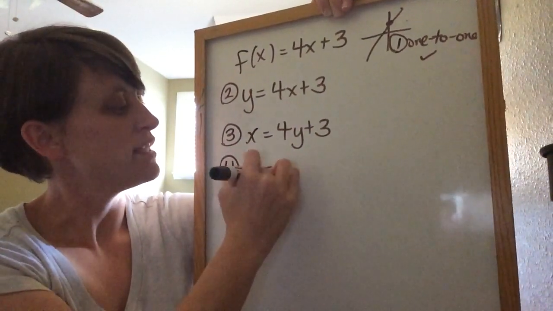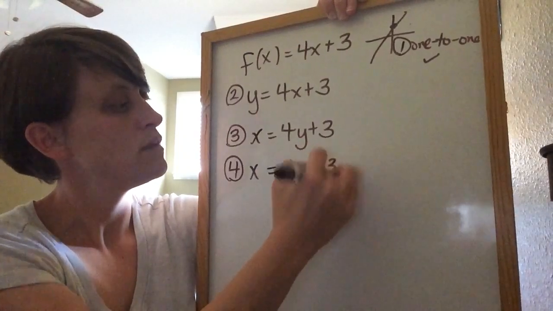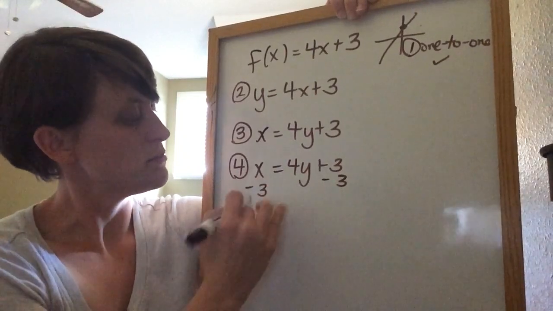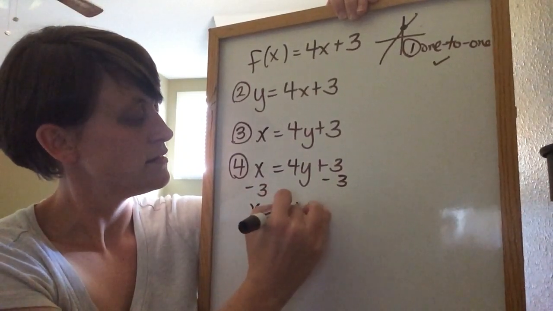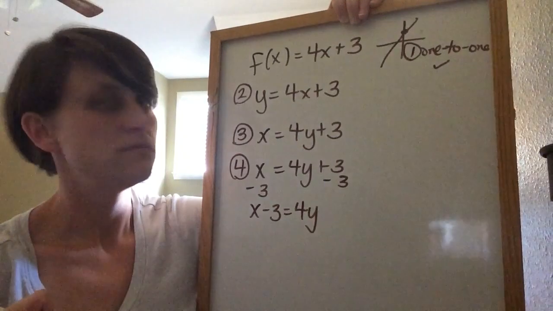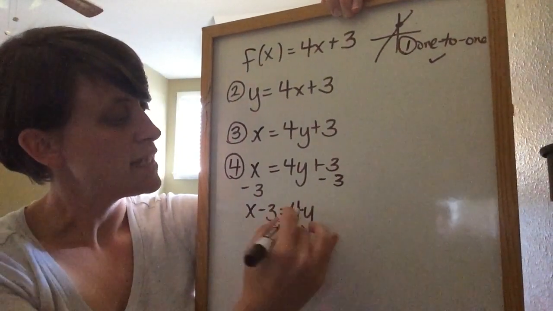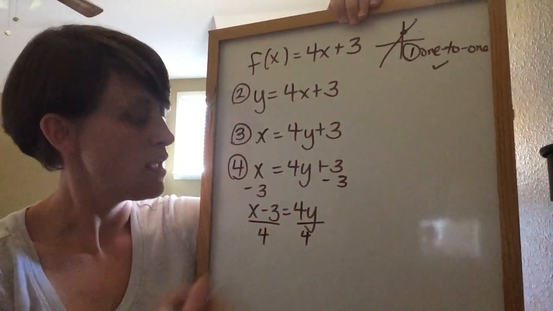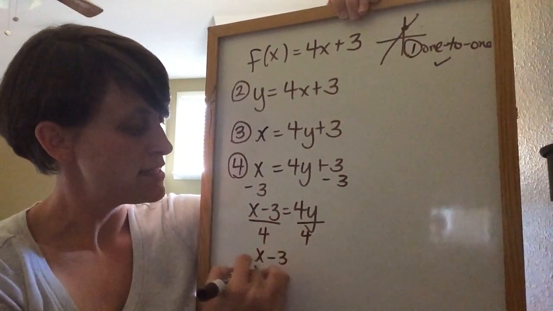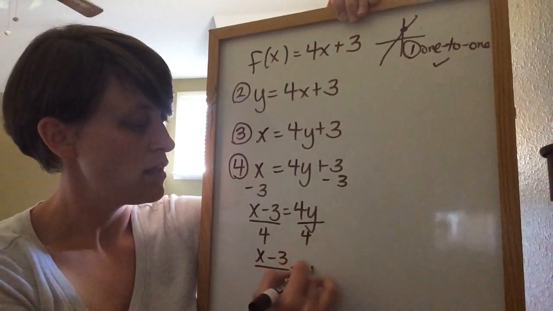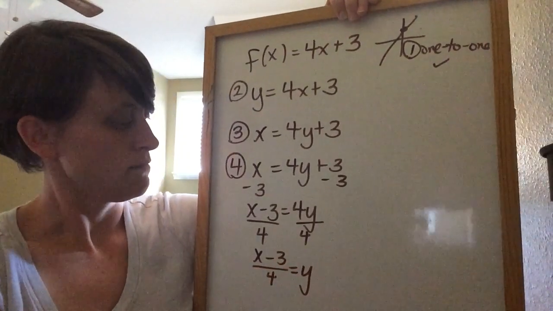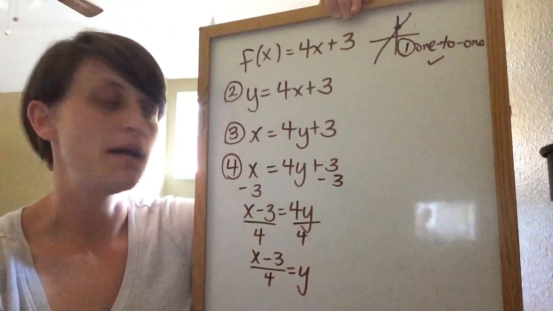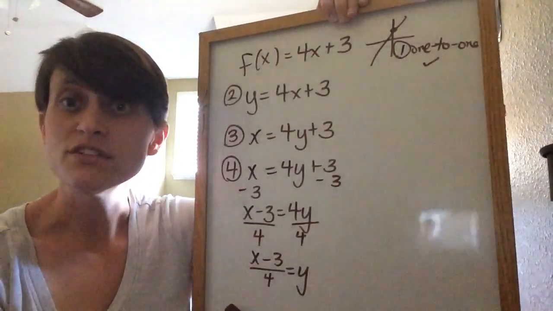So I'll rewrite it. Start fresh. So to get y on a side by itself, our first job is going to be to subtract 3 on both sides. Good start. Then for y to be by itself, we have to divide both sides by 4. And we end up with x minus 3 divided by 4 is y. Okay, this is the most work you're going to have to do in these problems, is the solving for y part. And we found the inverse function.